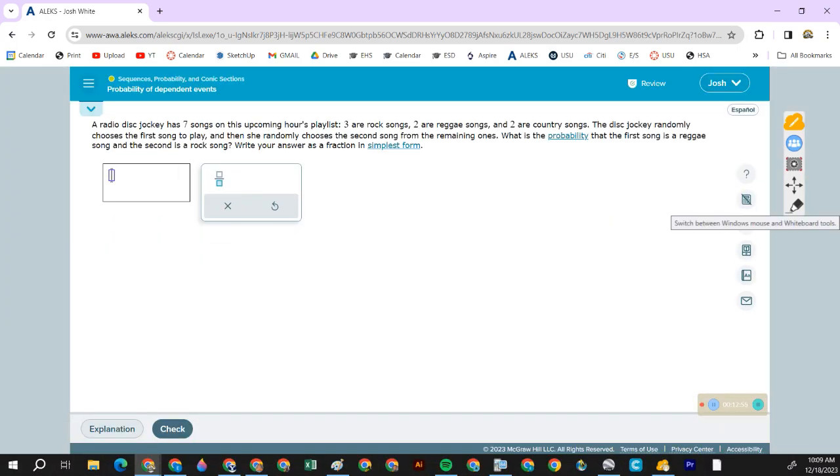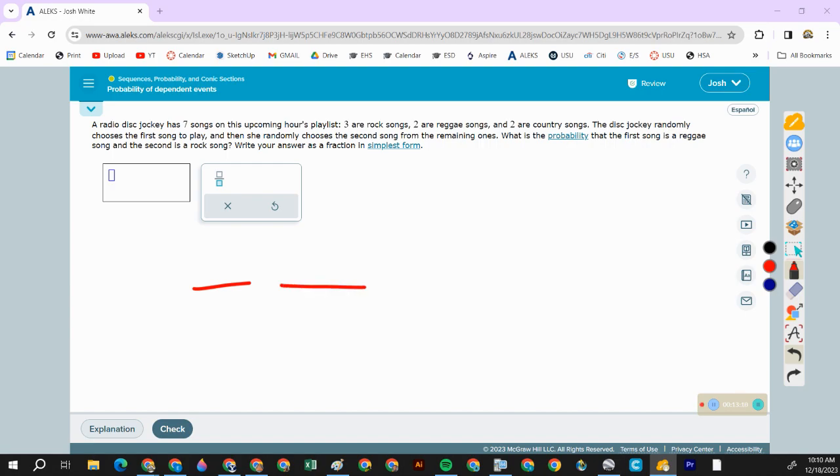A disc jockey has 7 songs for the playlist: 3 rock, 2 reggae, and 2 country songs. What is the probability the first song is reggae and the second is a rock song? So I'm playing 2 songs. What is the chance that song 1 is reggae? That would be 2 out of 7.